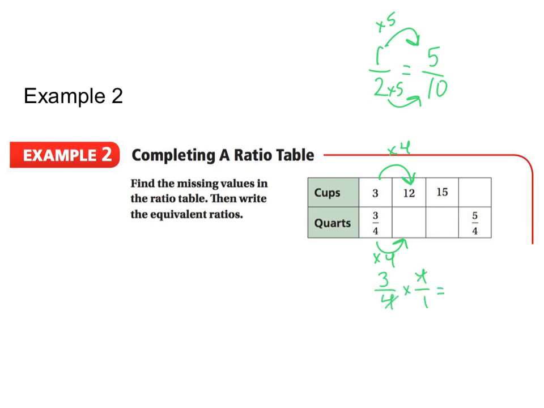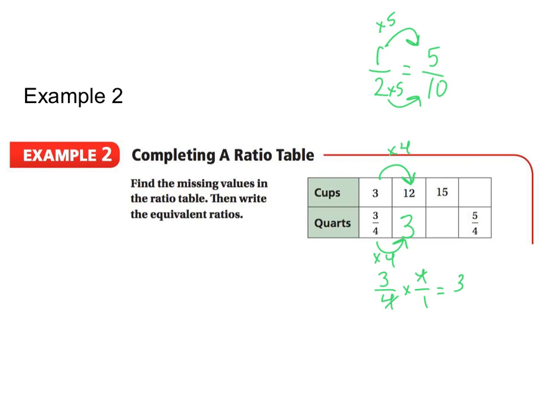And I get 3. Now, there's a couple of different ways that you can fill out a ratio table. What I just did was the first thing that I saw and the easiest way for me. But there, again, are a lot of different ways that you can look at this. So I'm going to point out a couple of different options that you have.